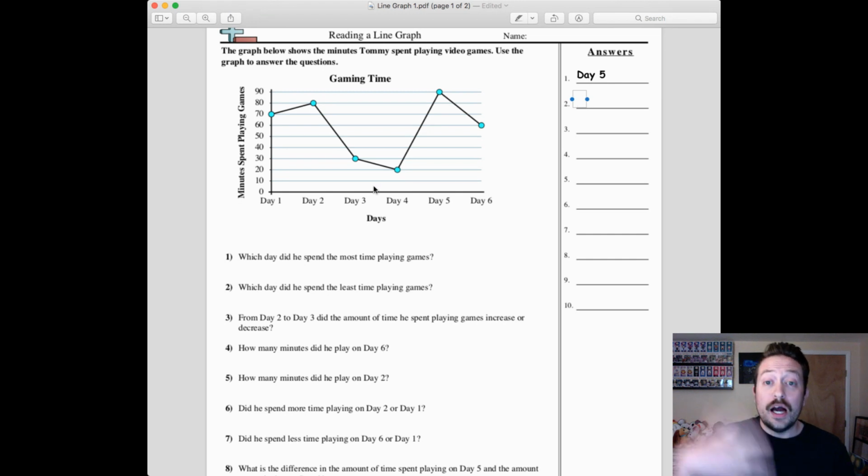So now we're doing the opposite. So once you get more familiar with how to read the graph, you'll be able to kind of look at the plot points, these circles, and say, okay, that one is the lowest compared to the others. So which day did he spend the least time playing games? Well, day five, we know he spent 90. That was all the way up here.